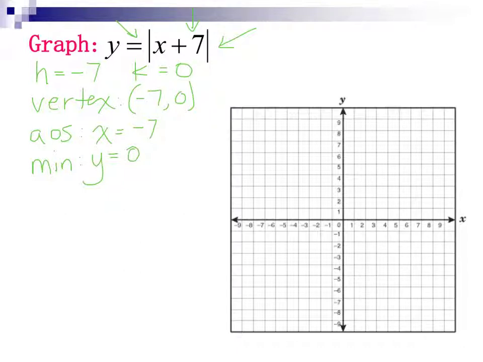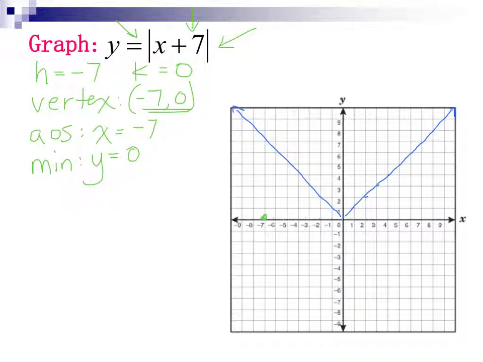Start with your parent function here, and let's shift. Since we don't have a k, we're not going to do a shift up or down. However, our h tells us to shift negative 7, which is 7 to the left. So I'm going to take all of my points and shift them 7 units to the left. So starting at my vertex, I will move 1, 2, 3, 4, 5, 6, 7. And notice that's my vertex here, negative 7, 0.